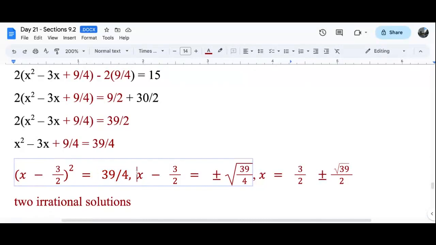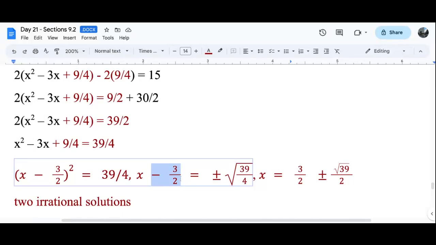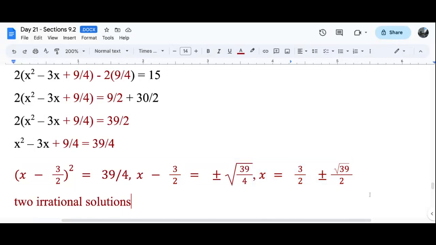Then we square root both sides. So we get x minus 3 over 2 equals plus or minus the square root of 39 over 4. Well, the square root of 4 is just 2. So we get x equals, we move negative 3 over 2 to the other side. We get x equals 3 over 2 plus or minus the square root of 39 over 2.